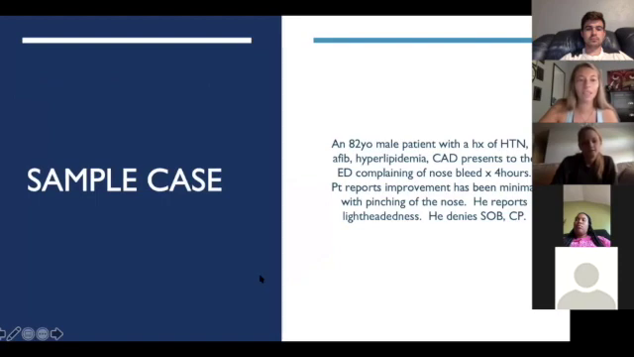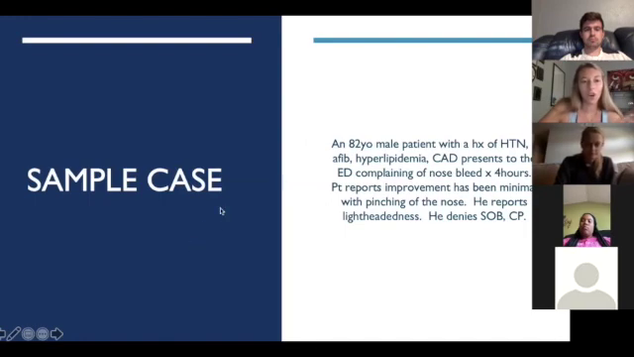So I put in a sample case so we could talk about it, so I could see what y'all thought about epistaxis and y'all's history, if you knew anything about how to treat it. Our case is an 82-year-old male patient with a history of hypertension, AFib, hyperlipidemia, and coronary artery disease who presents to the ED complaining of a nosebleed for 4 hours. He reports that the improvement has been minimal with pinching of the nose during this time. He reports lightheadedness. He denies shortness of breath and chest pain.